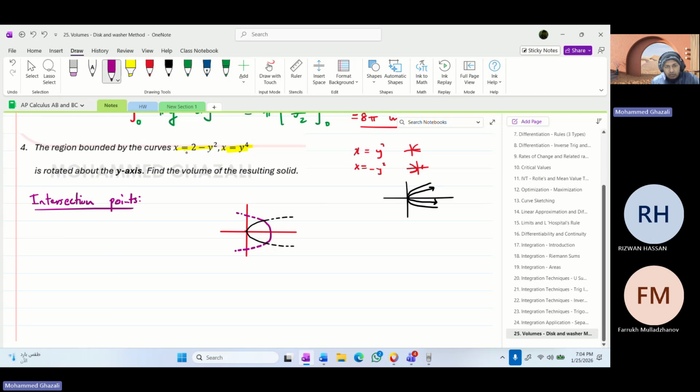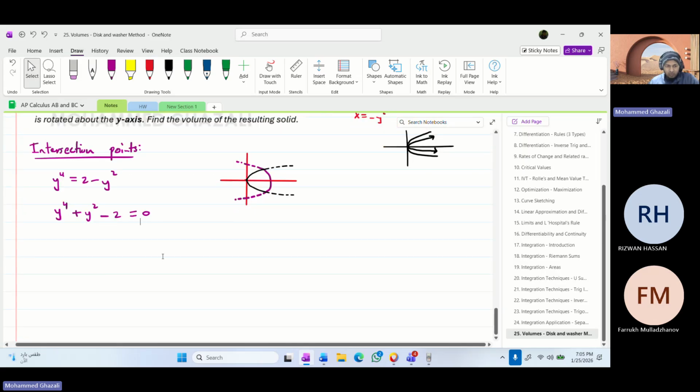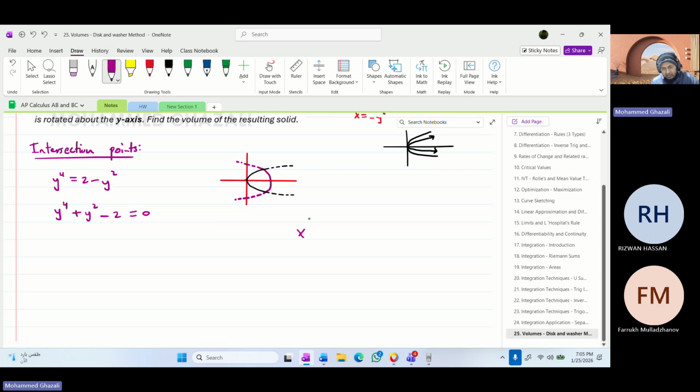We can say y to the power 4 equals, remember, you can equate both the x values. So y to the power 4 is equal to 2 minus y squared. Bring the y squared over, and you get y to the power 4 plus y squared minus 2 is equal to 0. What type of function is this? It's a quadratic. Why? Because a quadratic function is ax squared plus bx plus c equals 0. That's the form.